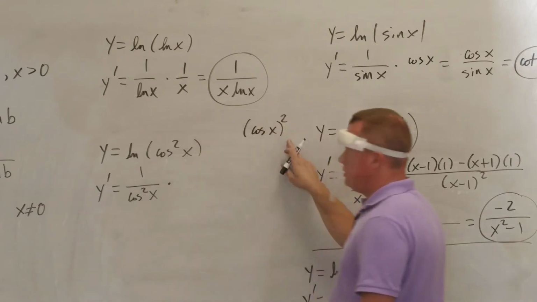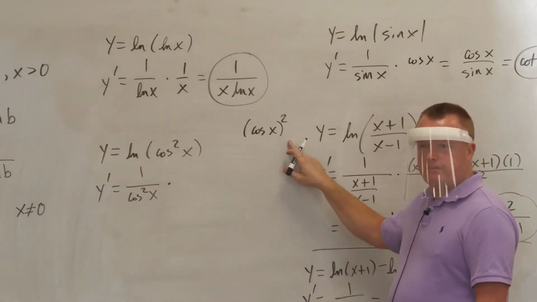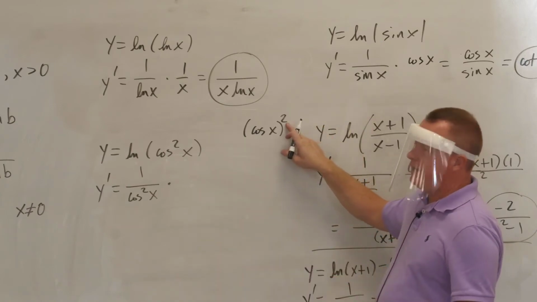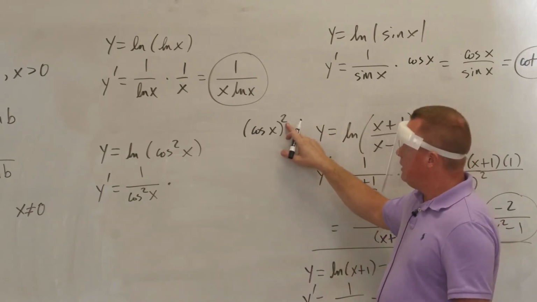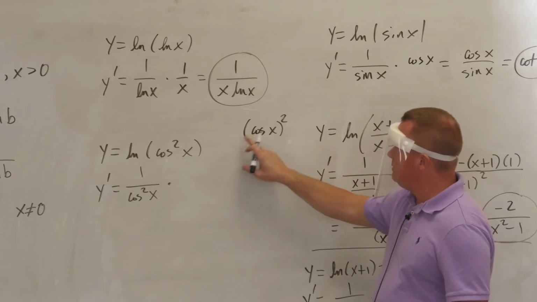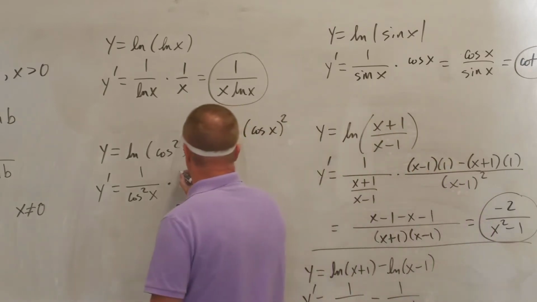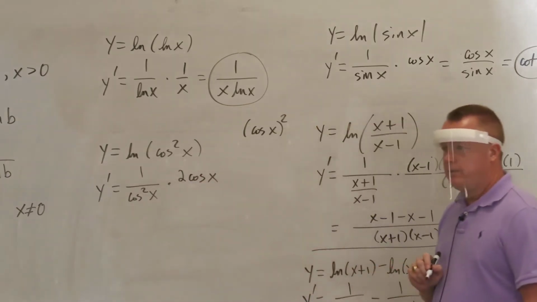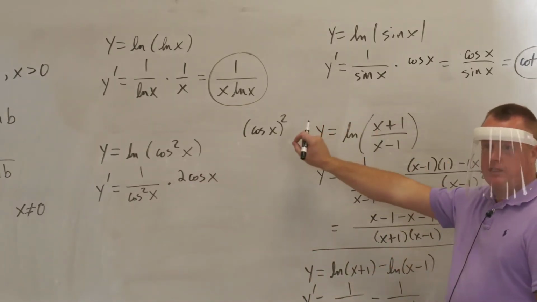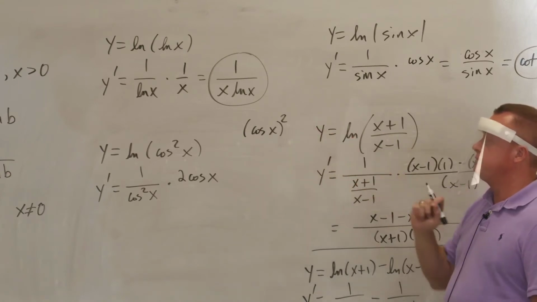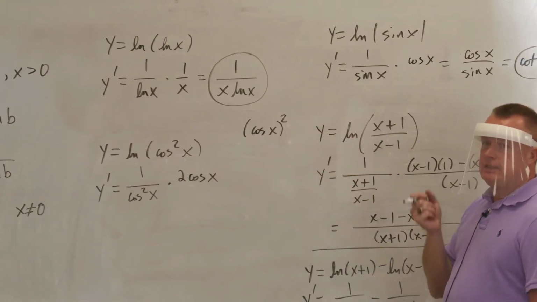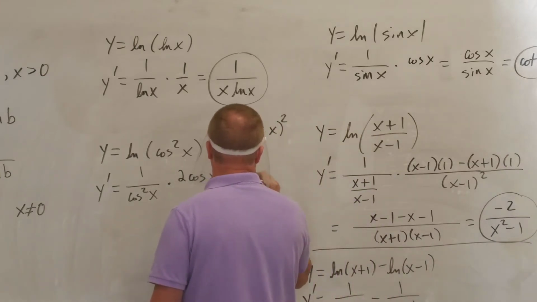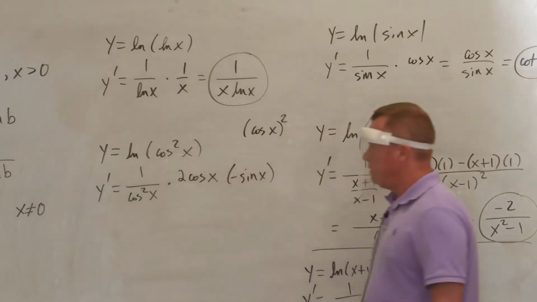So really, you still got two functions in there, right? So the outside function would be the power of 2. So I would say 2 times that, subtract 1 from the exponent. So I get 2 cosine x. But now I still got to multiply by the inside of that one. What is the derivative of cosine? Negative sine. So now I got to multiply by negative sine x. And that should be good there.